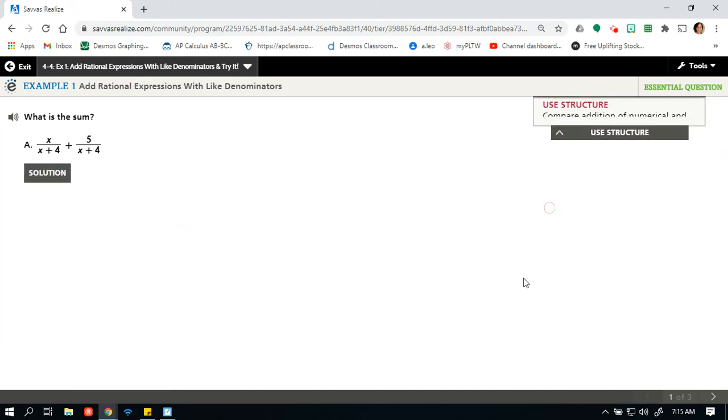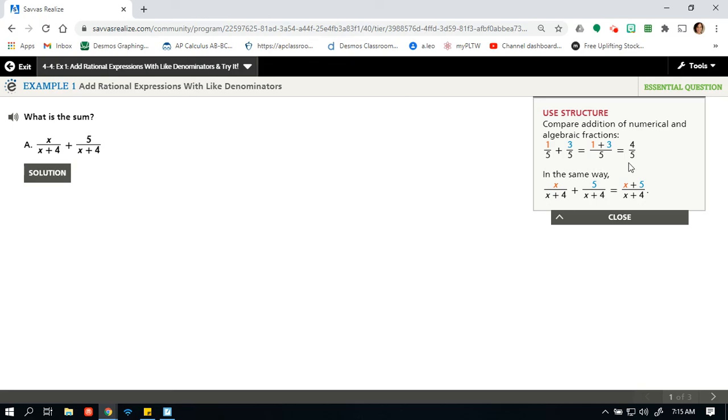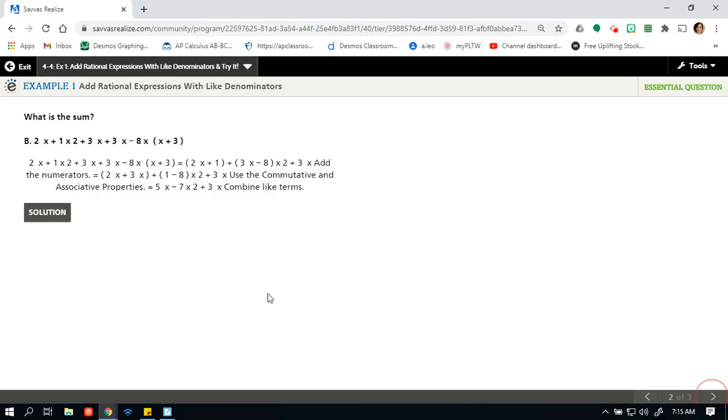All right, so let's look at use structure. Here they're showing basically you're pulling out your common denominator by putting it in the bottom. You're making it basically your common denominator, and you get 4/5. You're going to do the same thing here. And there we go, there's your answer.